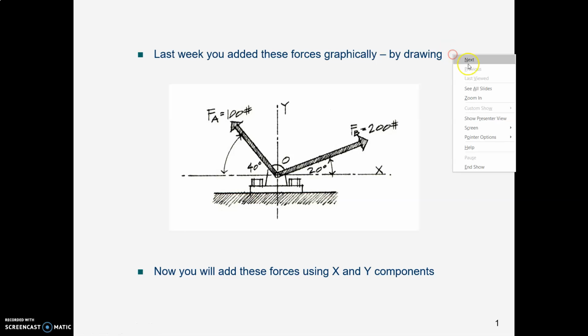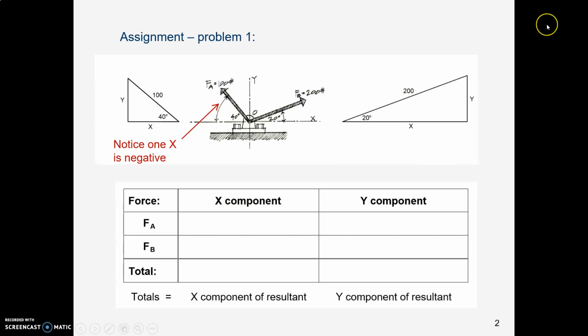All right. So what we're going to do is the classic method of making a table, and we'll find the X and Y component of each force, force A and B, and we'll add up all the X components, and we'll add up all the Y components. That's what we're going to do.